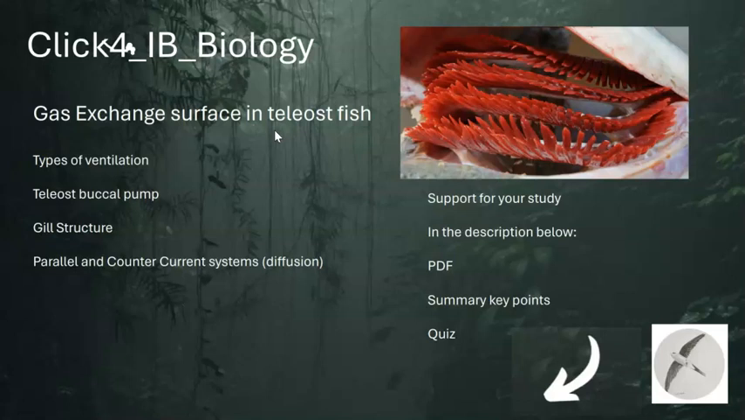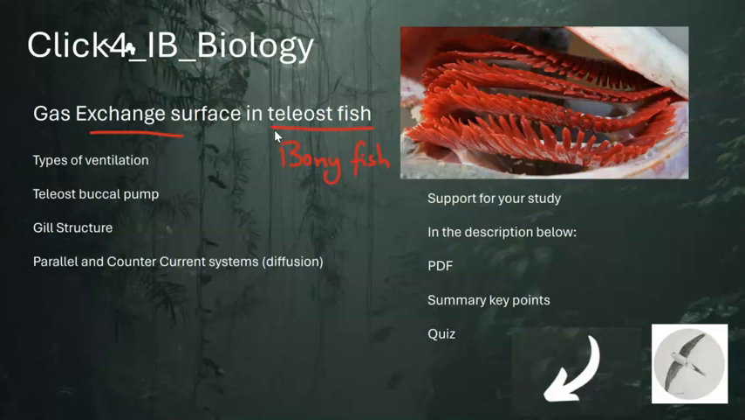Here we're looking at gas exchange in the teleost fish, so we can contrast that with mammalian gas exchange like ourselves. Teleosts are what are called the bony fish, and they contrast with what are known as the cartilaginous fish. Cartilaginous fish are typically things like dogfish and sharks.